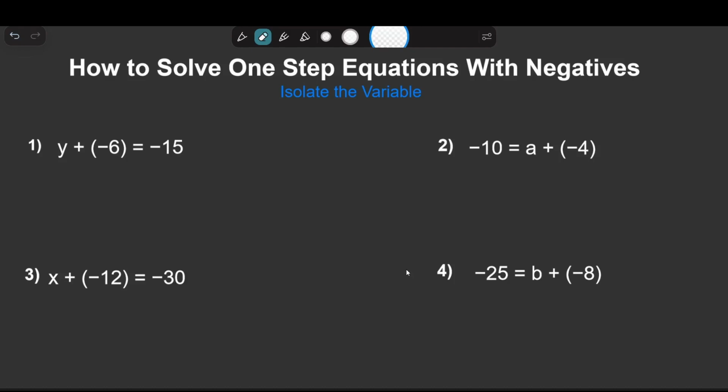We do this by using the inverse or opposite operation. Keep in mind it is very important that whatever is done to one side of the equation must be done to the other. That keeps everything balanced and equal.